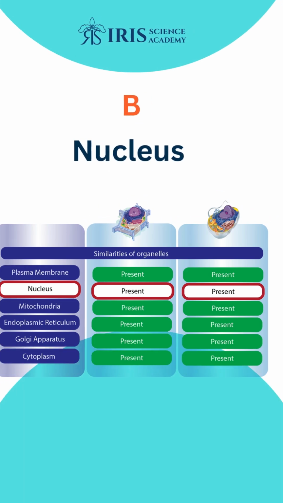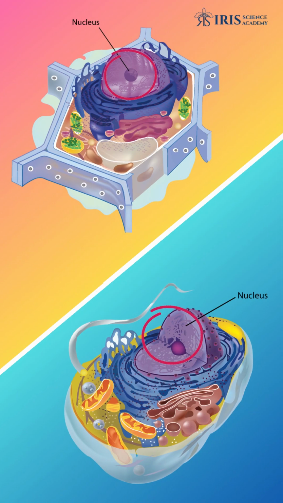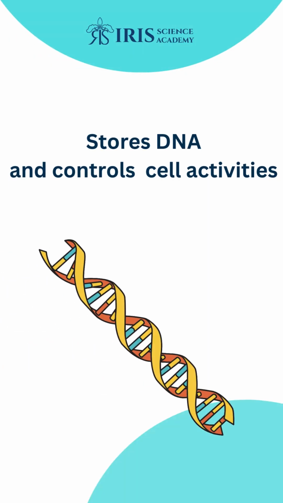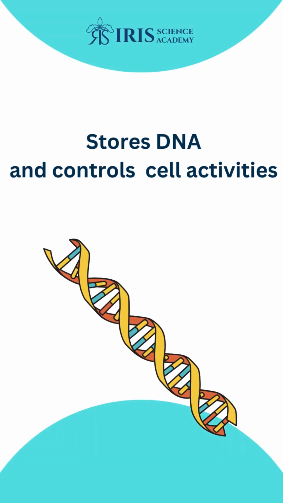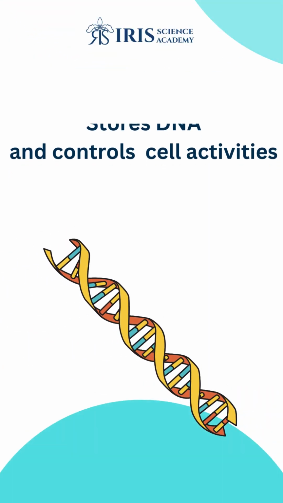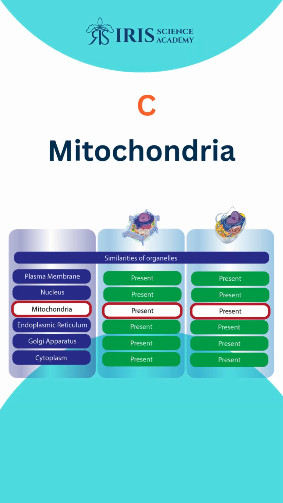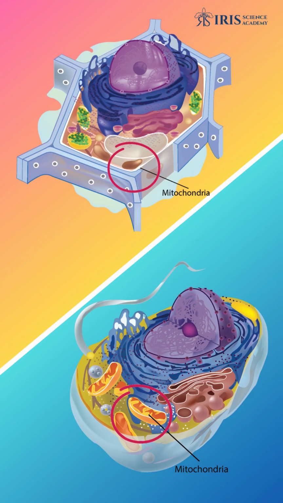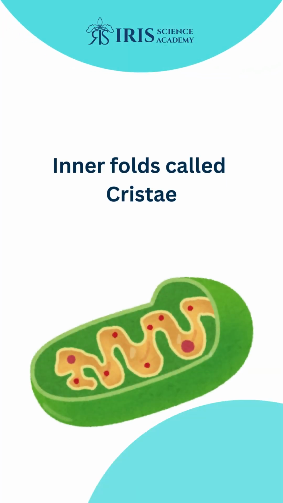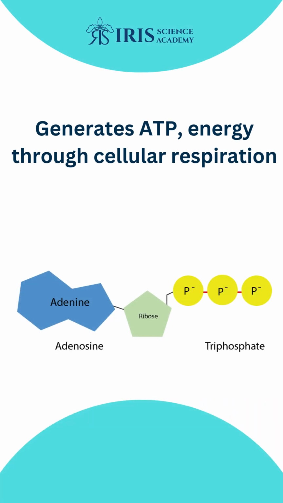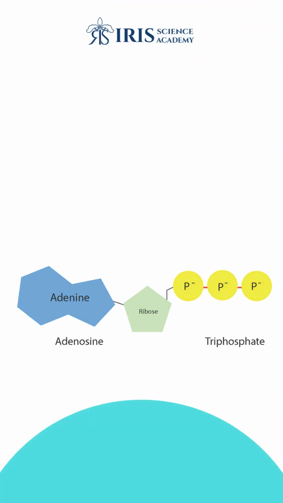B. Nucleus. Structure: the brain of the cell, surrounded by a nuclear envelope. Function: stores DNA and controls all cell activities like growth, metabolism, and reproduction. C. Mitochondria. Structure: double membrane organelle with inner folds called cristae. Function: generates ATP energy through cellular respiration. It's the cell's powerhouse.